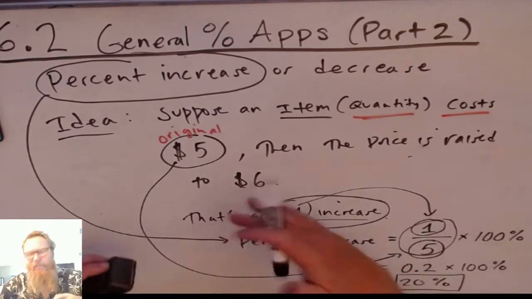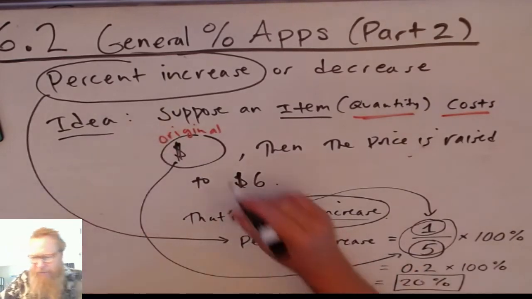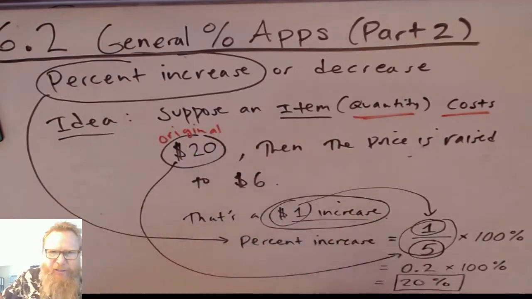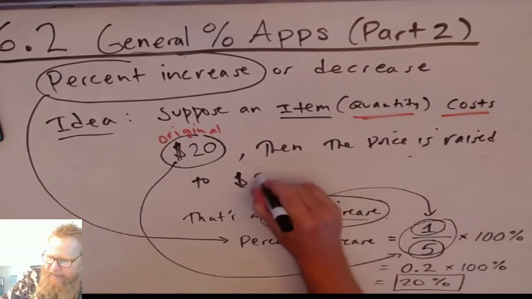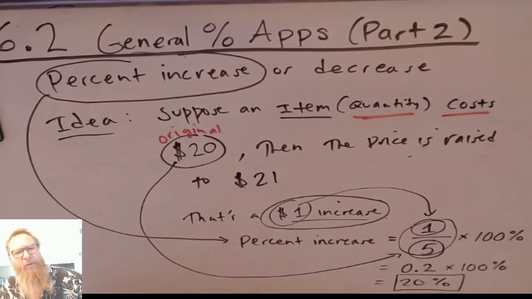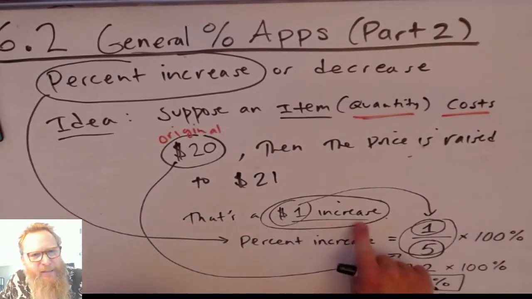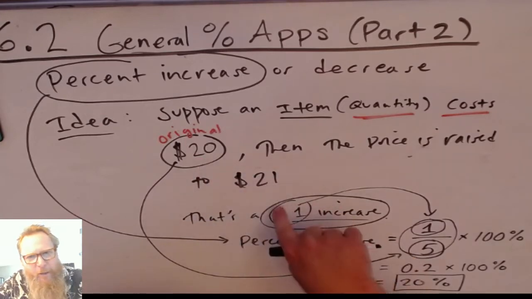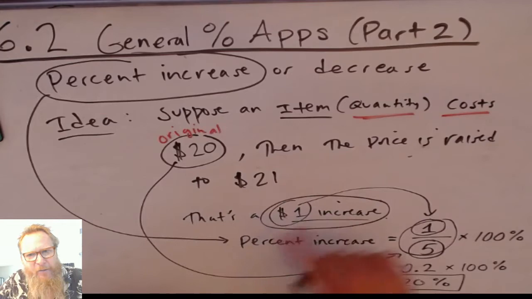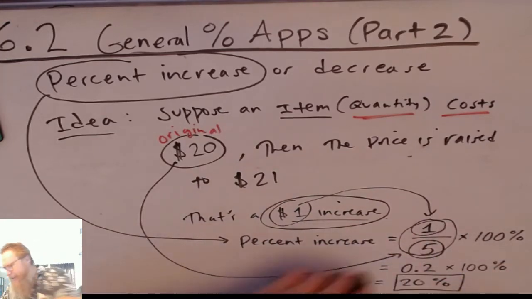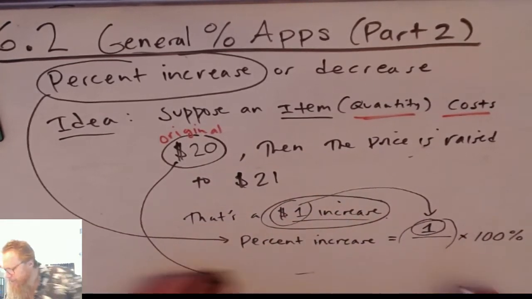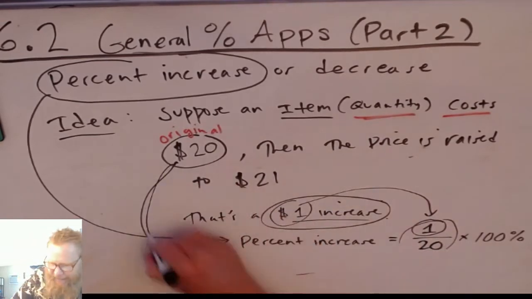So I could take this example to another level. I could say, well, suppose the item originally cost $20 and I raised it to $21. That's still a $1 increase. It's still only going up by $1 from 20 to 21. And so to find the percent increase, it would be the same process, but you'd be dividing by 20 this time.